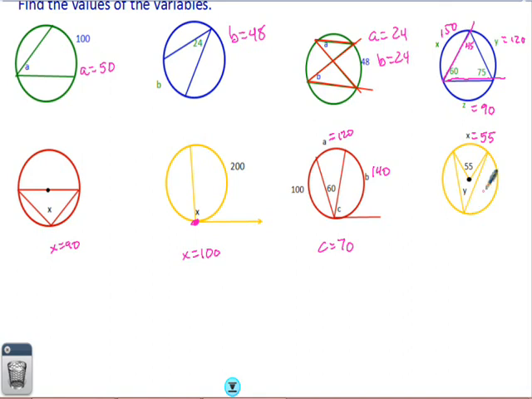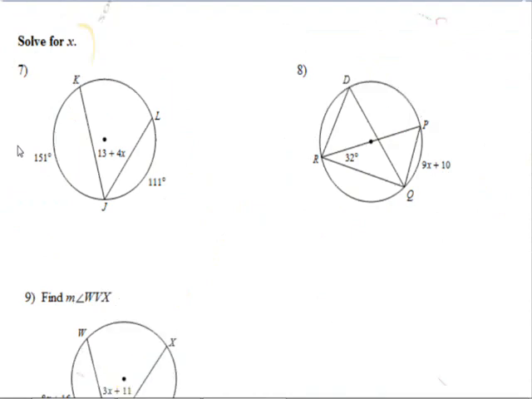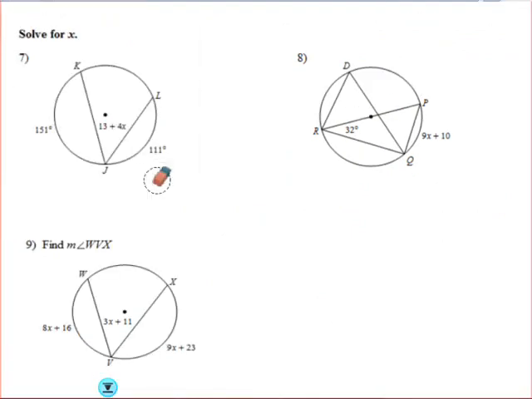Y is an inscribed angle, so it's half of that. Half of 55 is 27.5. And that's how you find the answers to those problems. So here we go.